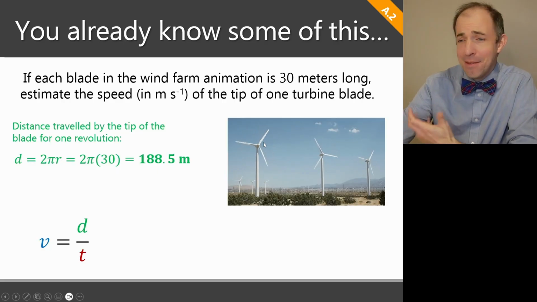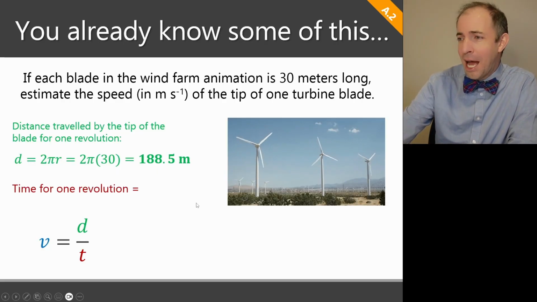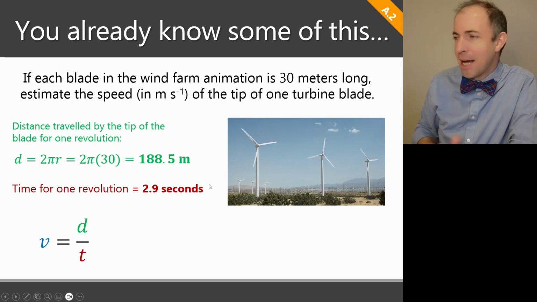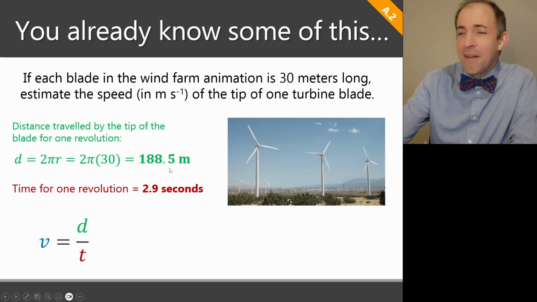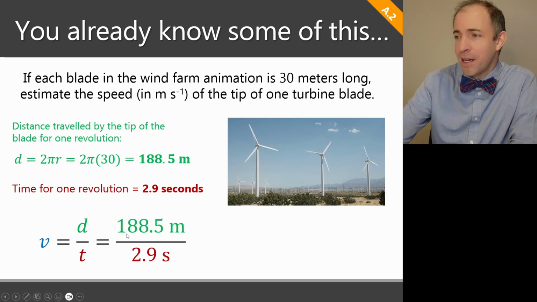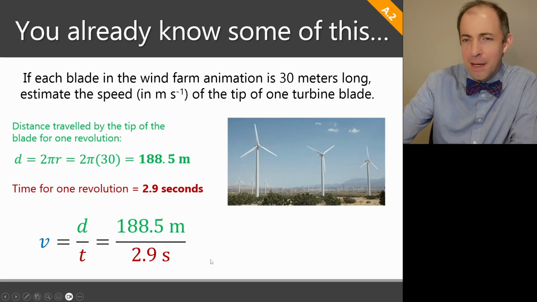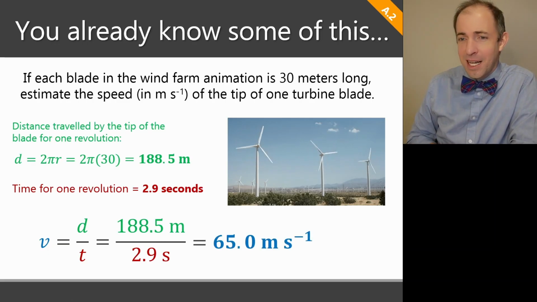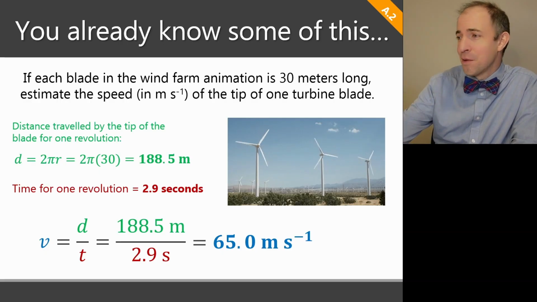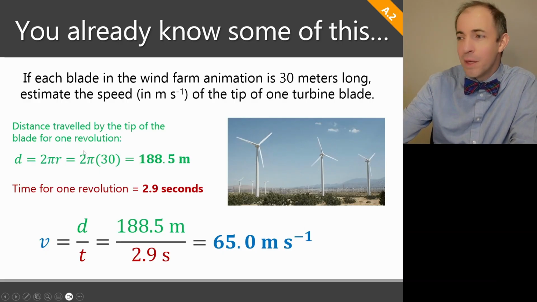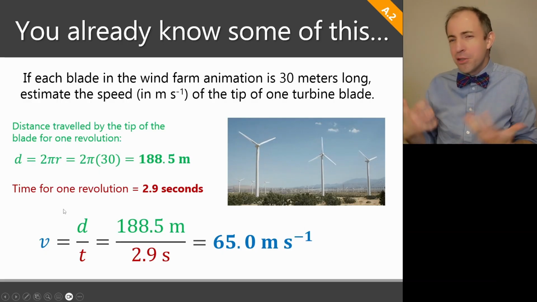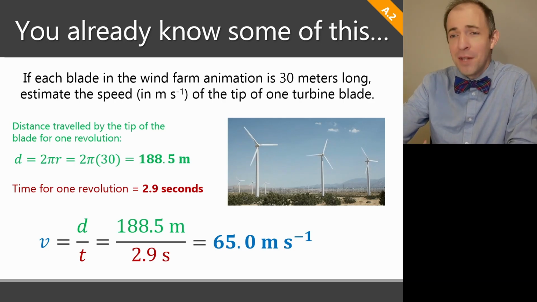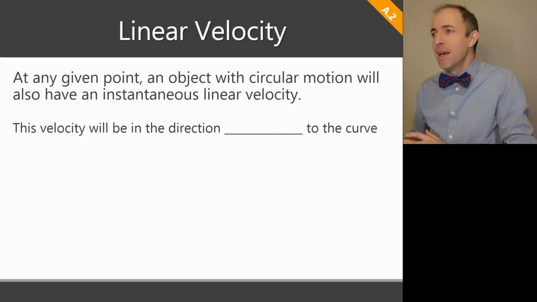Now I can time that duration. That time for one revolution is approximately 2.9 seconds if you were to take out a stopwatch and time that. And then I can figure out how many meters per second, just plug in 188.5 divided by 2.9 and I've got approximately 65 meters per second. So it's flying as it's moving around. It's going very, very quickly. And we did all of this without any circular motion equations, if you will. That's just the definition of what velocity is, meters per second.